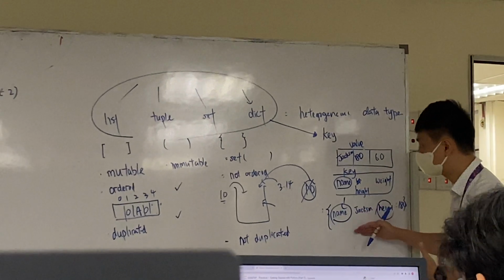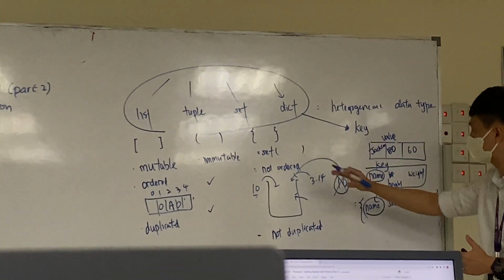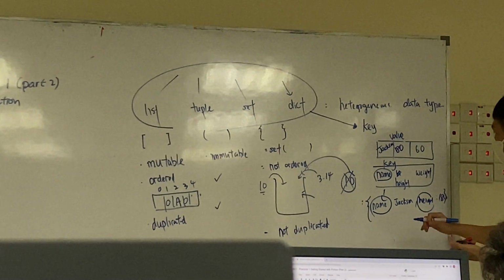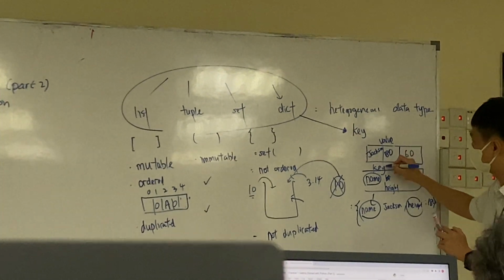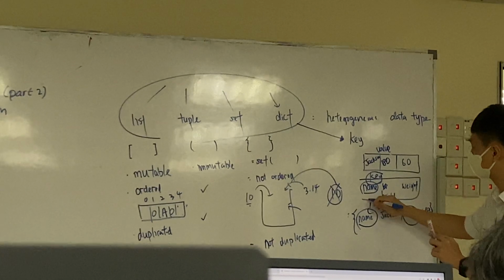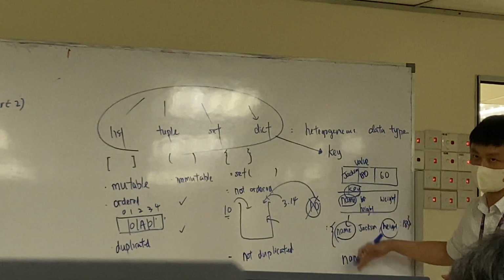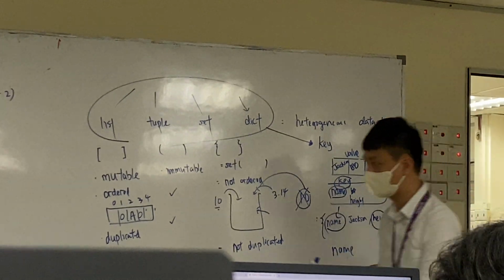So you can modify, same as list and set. You can modify, you can edit. You are allowed to have duplicated values, but not duplicated keys. You can't have the same key here. If you add another entry with the same key, it will overwrite. Okay.